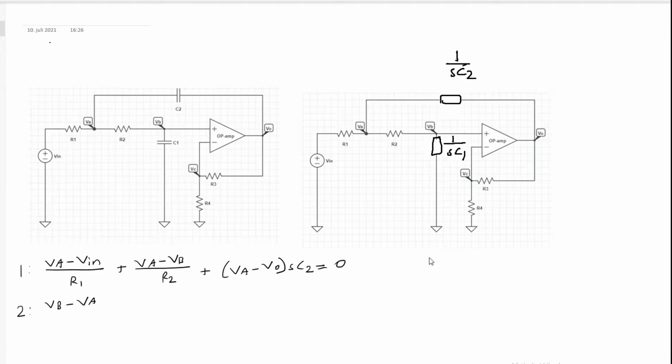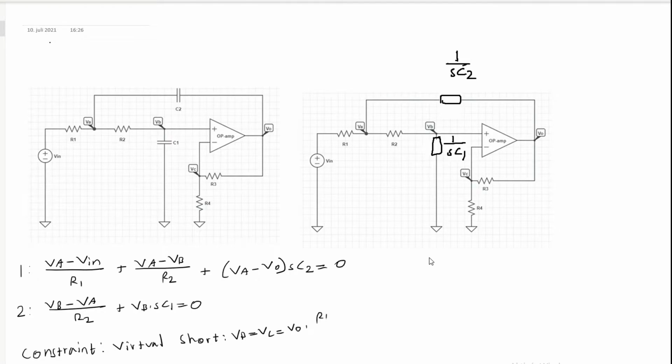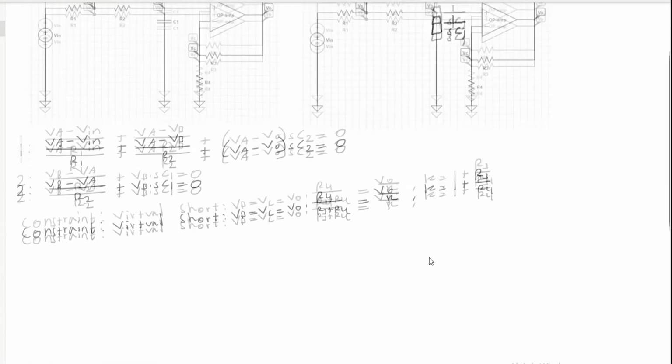And to do that, we use Ohm's law. After that, we need a constraint, because we have two equations with three unknowns. And the constraint we need is known as a virtual short, which states that the voltage at the non-inverting input of the op-amp is the same as the voltage at the inverting input. So VB is equal to VC, which is equal to VO divided by K, where K is the gain of the op-amp.